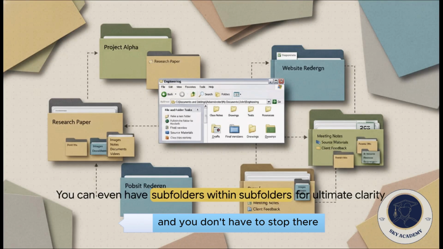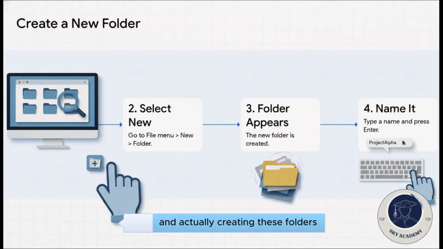And you don't have to stop there. You can keep nesting folders inside of other folders. So inside a project folder, you could have more folders for drafts, final versions, and source materials. This right here is how you get to that ultimate clarity where you never lose a file ever again. And actually creating these folders, the basic building blocks of our whole system, is unbelievably easy. You just go to where you want it, choose New Folder from the menu, give it a name that actually makes sense, and hit Enter. That's it. You've just created a new organized section in your digital cabinet.